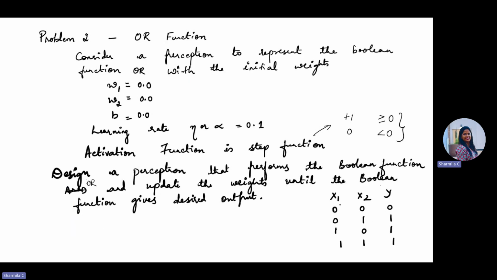So this is the truth table of what? Of the Boolean function OR. When it is 0, 0, it is 0; 0, 1, it is 1; 1, 0, it is 1; 1, 1, it is 1. Now, x1 and x2 are the inputs, and this is my target output, that is T. Now we need to learn the weights of this OR function, because W1, W2 and bias are what we have assumed with small random values. We'll see how to learn the weights now.